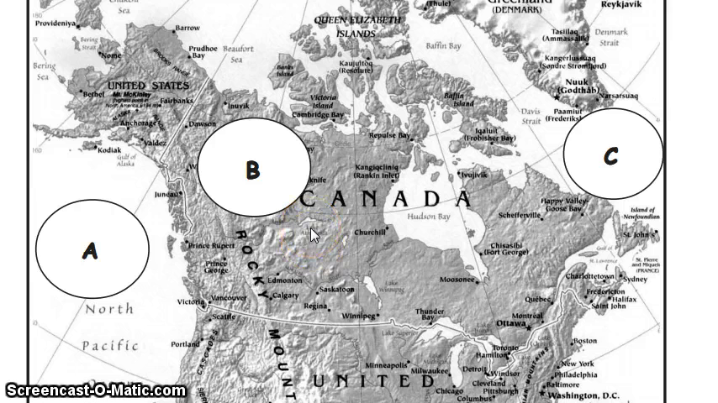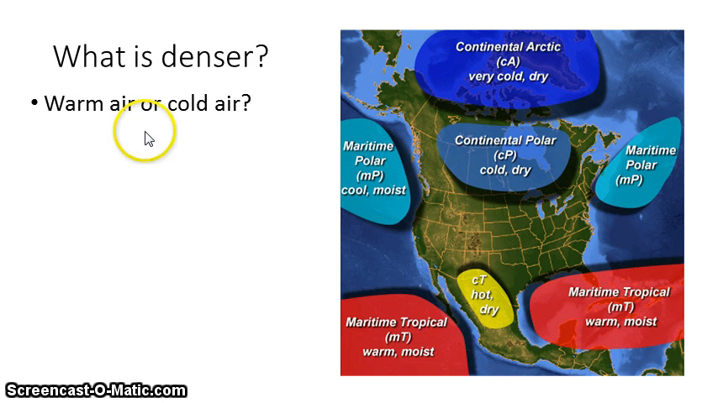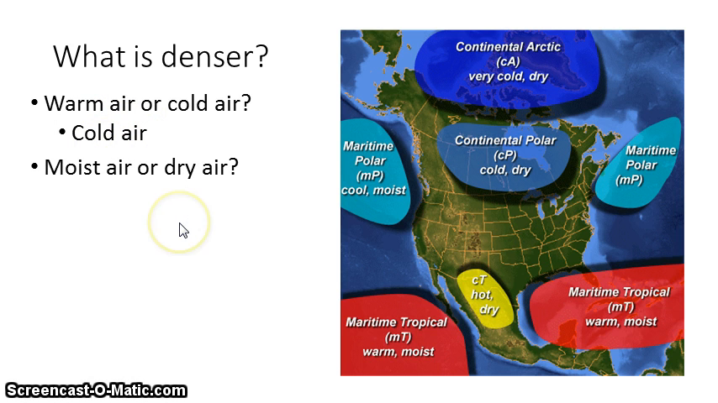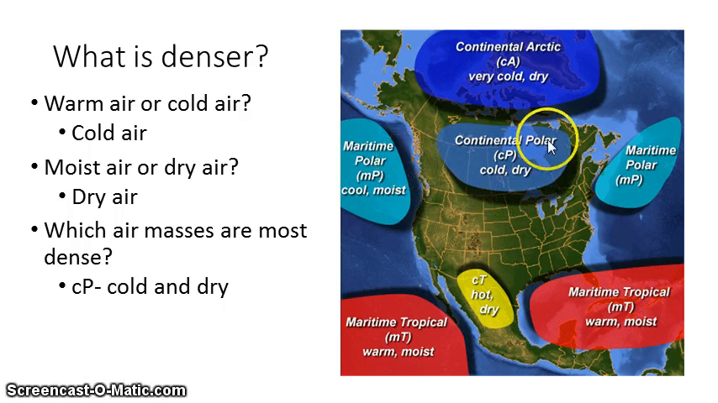And if we go back and look at that PowerPoint, we look at the densities of the air and whether they're high or low pressure air masses, whether they're warm or cool or dry or moist has a lot to do with their pressure as well. So looking at what is denser, when we look at warm air or cold air, we say cold air is denser. When we look at moist air or dry air, we're going to look at dry air as being denser. When we say which air mass would be the densest, we're going to be looking for the cold, dry air mass, and the coldest dry air mass we have here is our continental polar air mass.